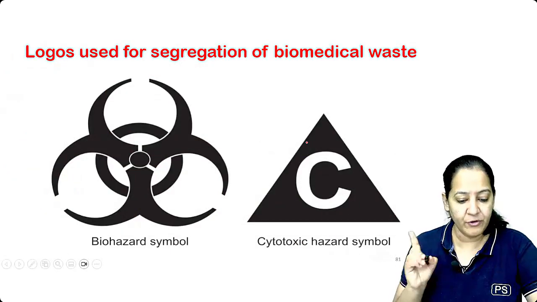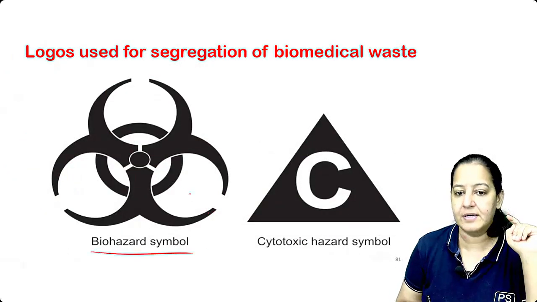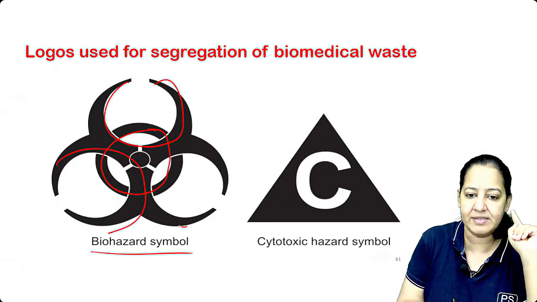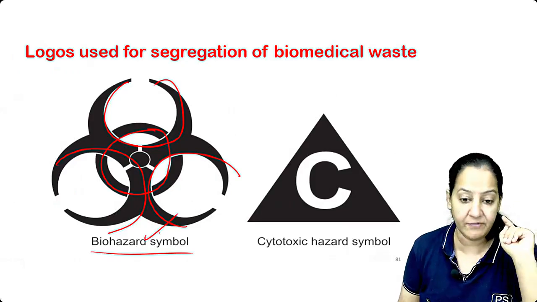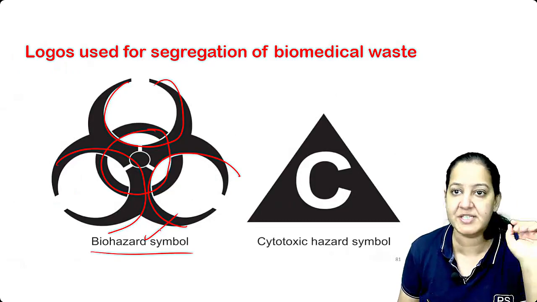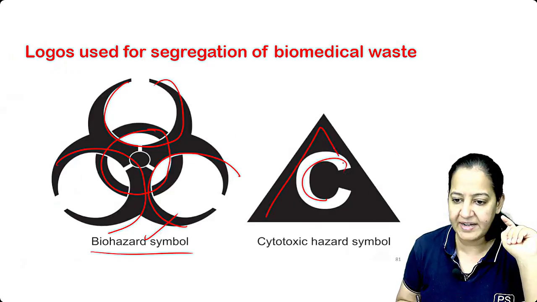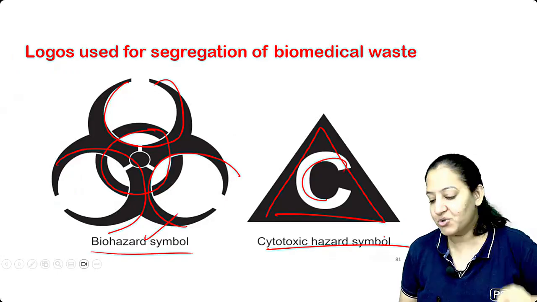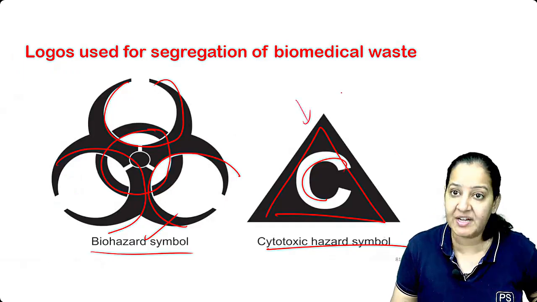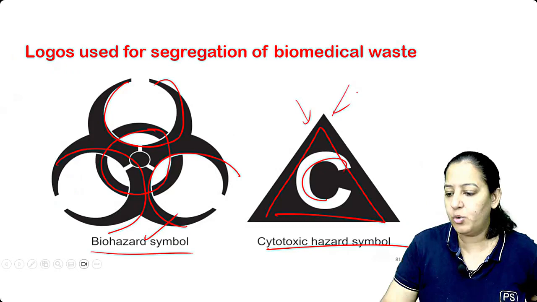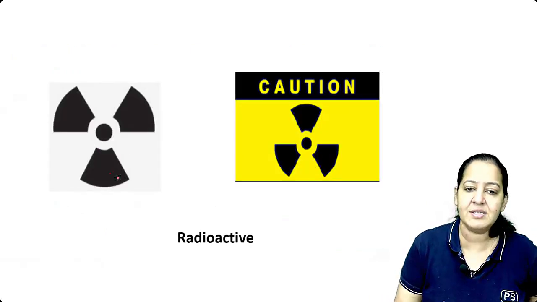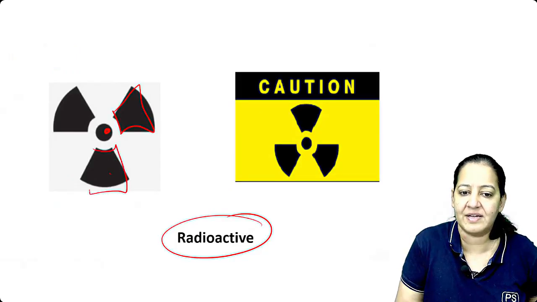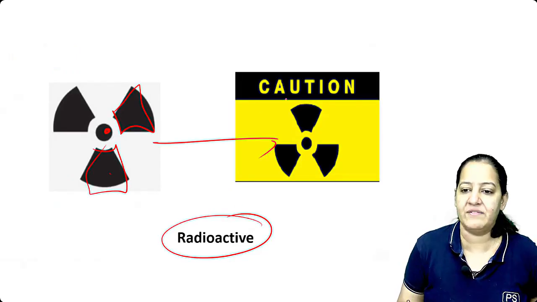In the end, you have to learn a few logos. See the logo of biohazard. There are 4 circles. One is complete and these 3 are incomplete circles. This is the symbol of biohazard. If this symbol is anywhere, that means don't touch it. If C is written inside a triangle, it's cytotoxic hazard. The cancer drugs are there, so don't touch it. It can be mutagenic, it can be teratogenic. Don't touch it. And this is the symbol of radioactivity. There is a circle and 3 cone-like things. So this is the symbol of radioactivity.